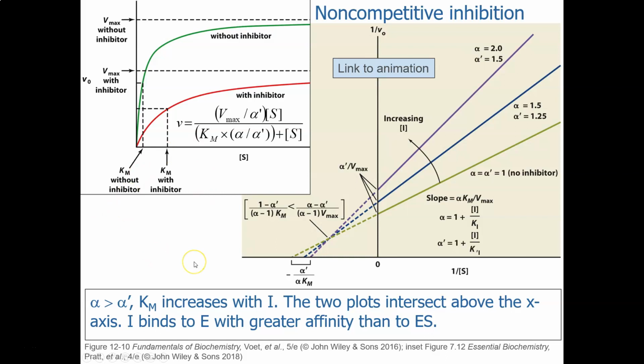So this is the situation where alpha is greater than alpha primed. In this situation, Km goes up when there's inhibitor present. That means that the inhibitor prefers enzyme. The inhibitor has a greater affinity for free enzyme than it has for the enzyme substrate complex. And the appearance of this graph will be that your lines will cross above the x-axis.